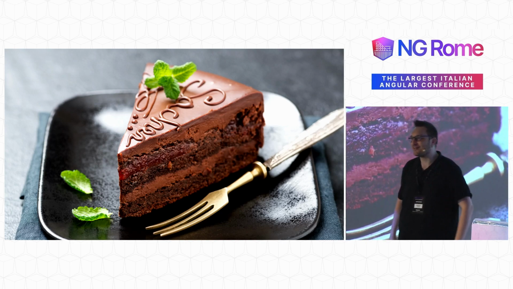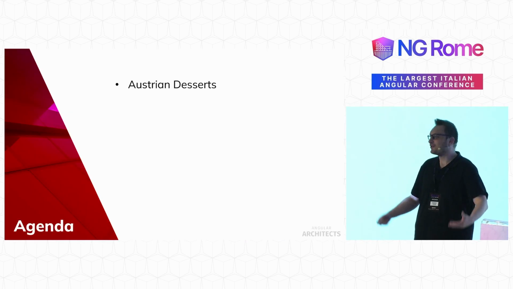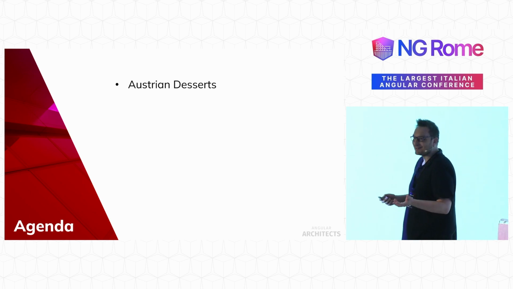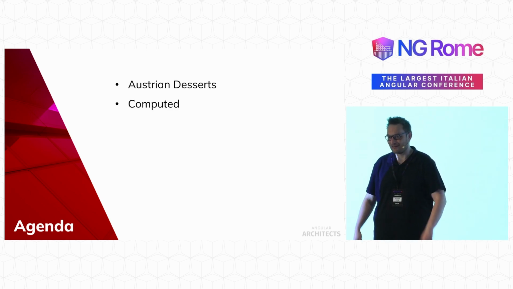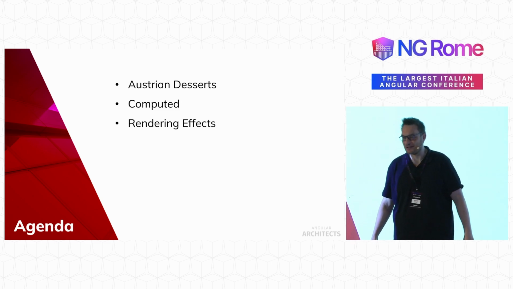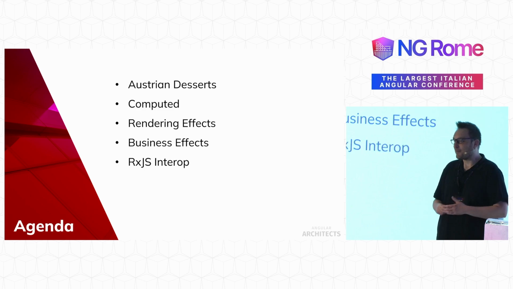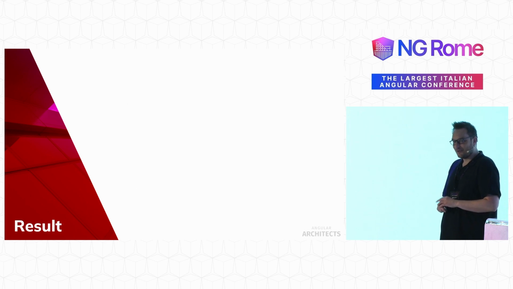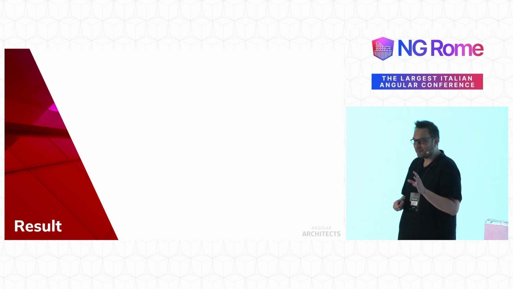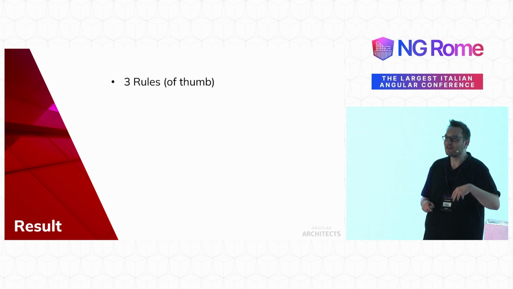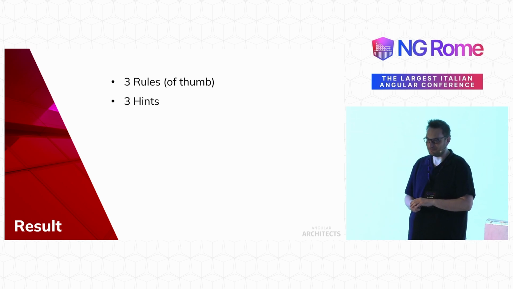And this is what this closing keynote is about. It's about Austrian desserts, but also about other things in the space of signals, things like computed signals or rendering effects and business effects. We talk about RxJS interop and stores. So the result of all of this will be 3 rules of thumb that help you to use signals in a safer way, and also 3 hints that help you when using signals.